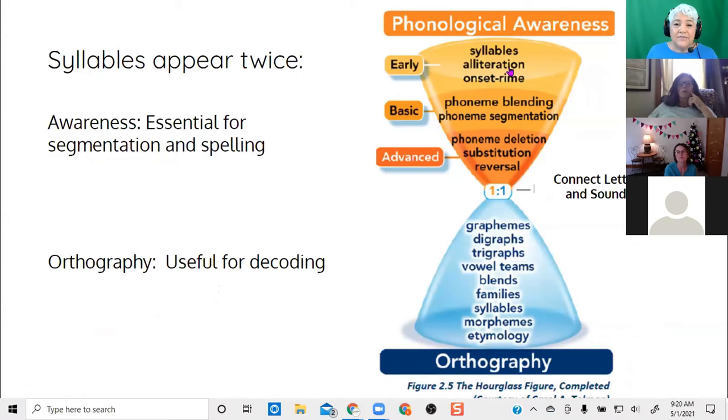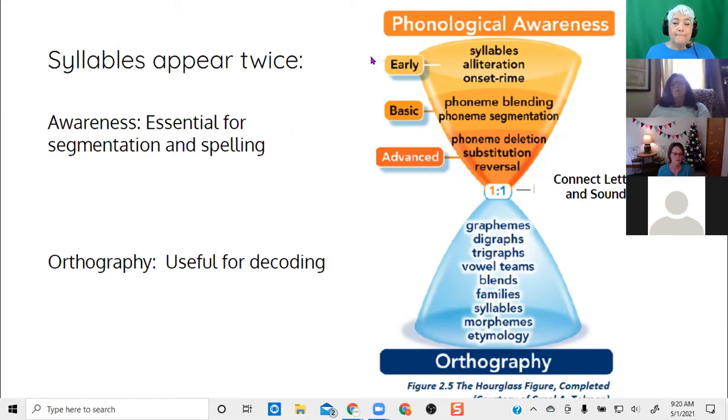The hourglass visual starts with phonological awareness, and syllables appear twice. They appear in phonological awareness, the awareness of syllables. And then as we get to connecting letters and sounds, syllables appear again, for when we want to use that knowledge to help us to decode.